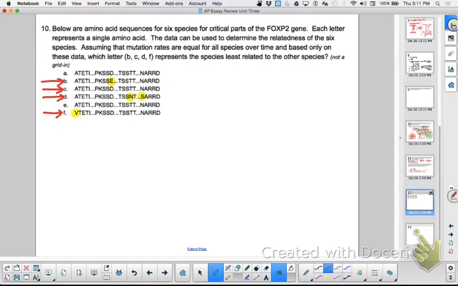Okay, so how many differences between A and B? 1. How many differences between A and C? 0. A and D? 2. How many differences between A and F? 1. Who had the most differences? D. D is the least related. Oh, wow. See? Easy peasy, lemon squeezy. So it's just like discrepancies.